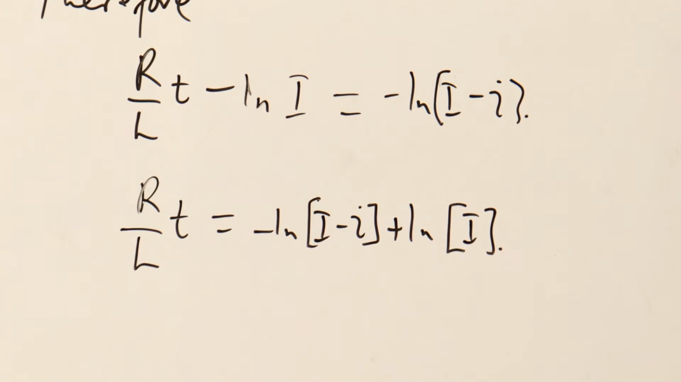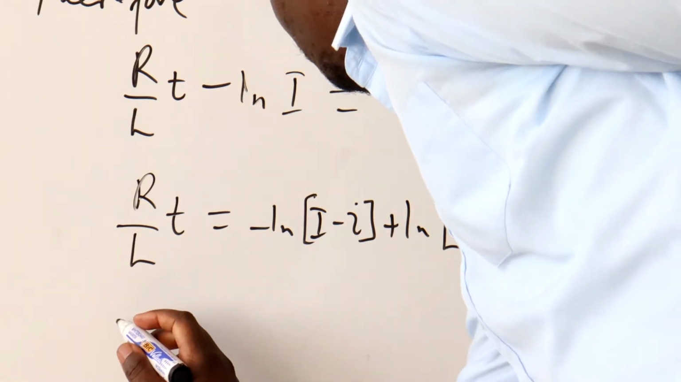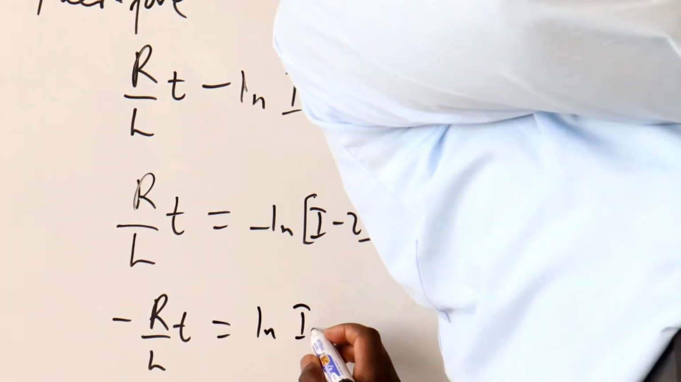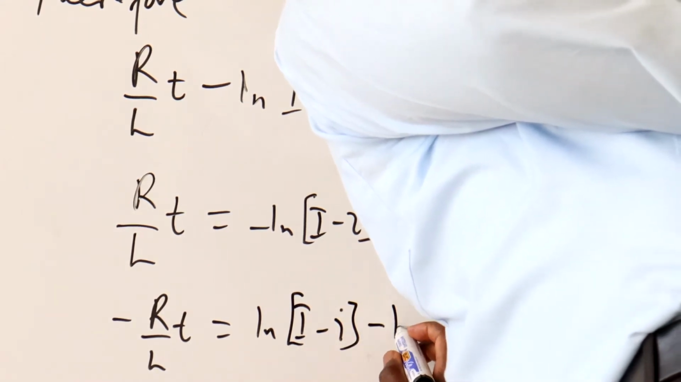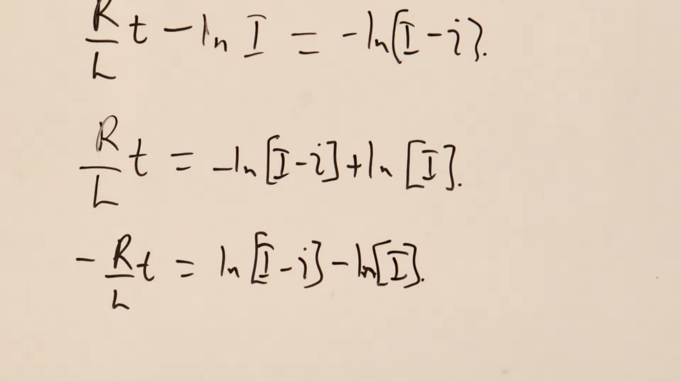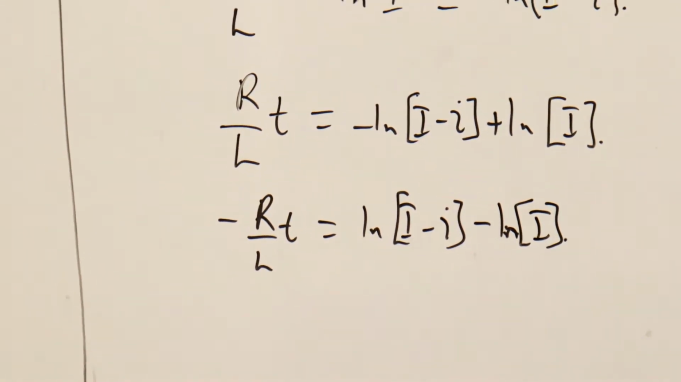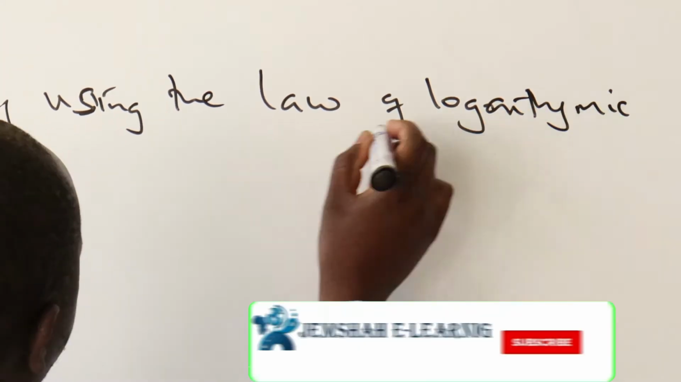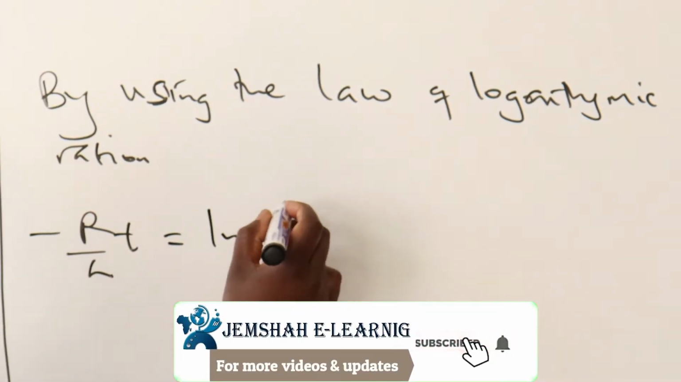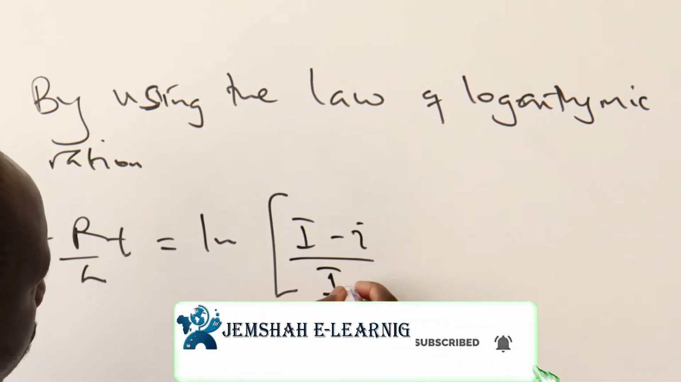When we divide this throughout by a minus so that we can collect the like terms together, then we shall have minus R over L t is supposed to be Ln of I-max minus Ln of I-max minus I. By using the law of logarithmic ratios, we can now write this as minus R over L t is supposed to be Ln of I-max minus I over I-max.